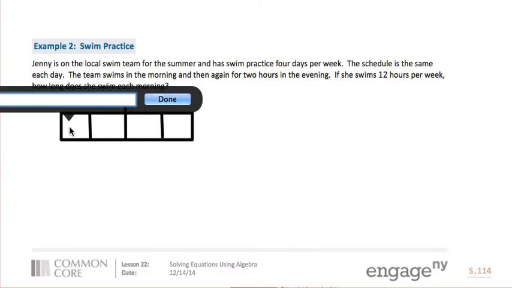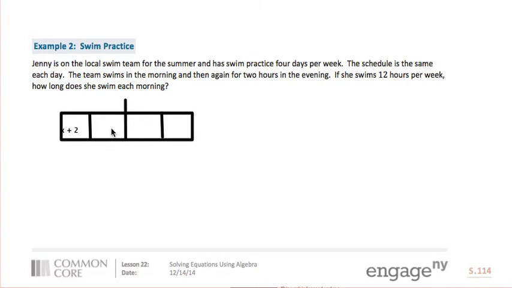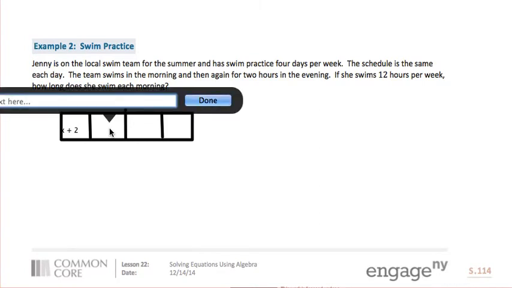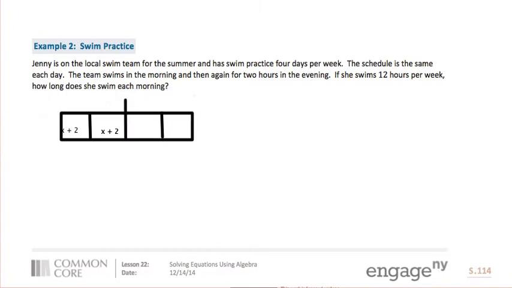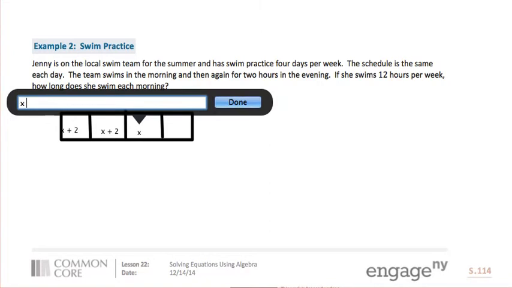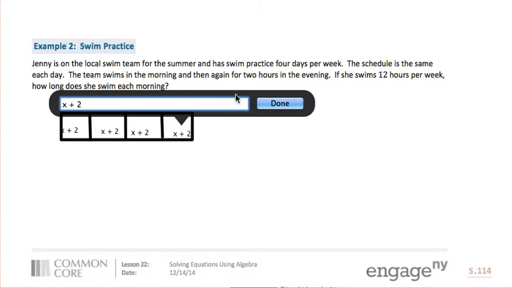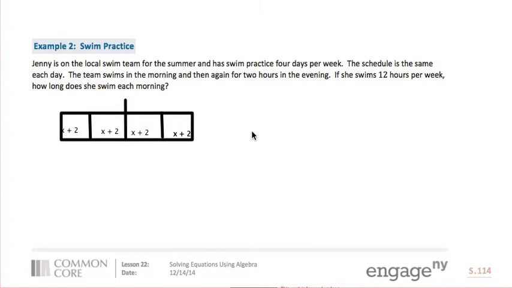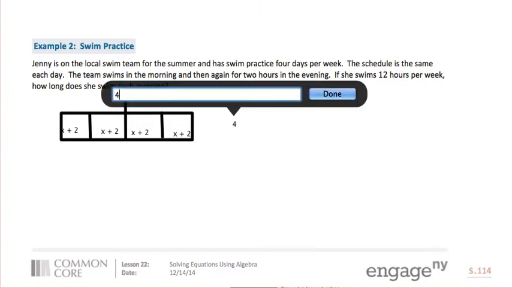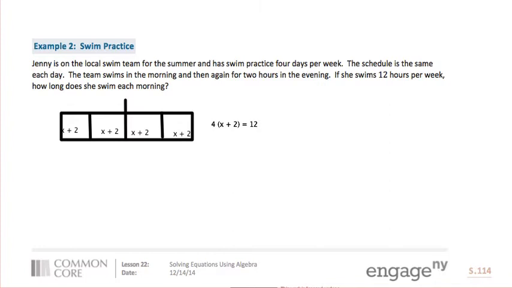So if we use the variable x and then add 2 to it, x plus 2 would represent how much she swims each day. So we would put that in each box. And then to solve, we can see that we have 4 x plus 2's. Altogether, she is swimming 12 hours per week. So 4 times x plus 2 is equal to 12.